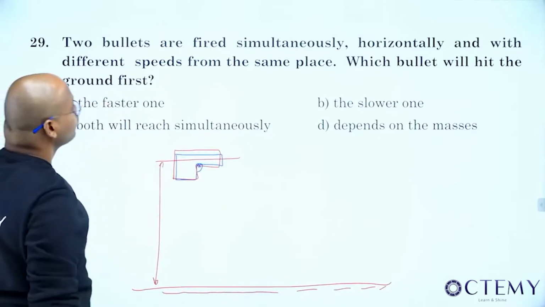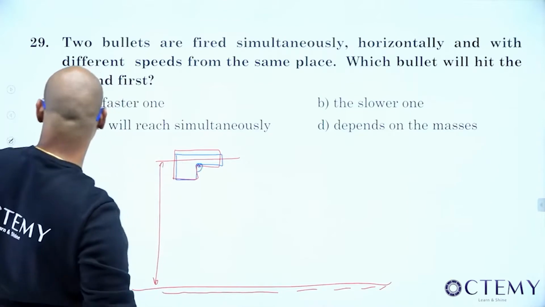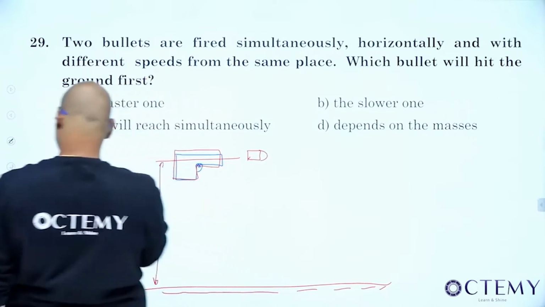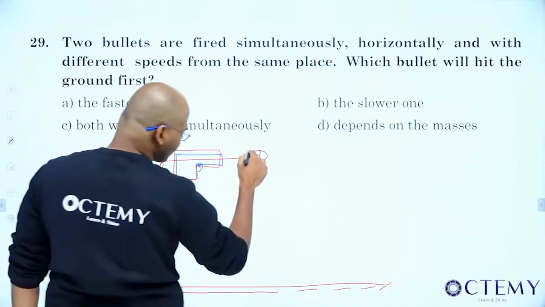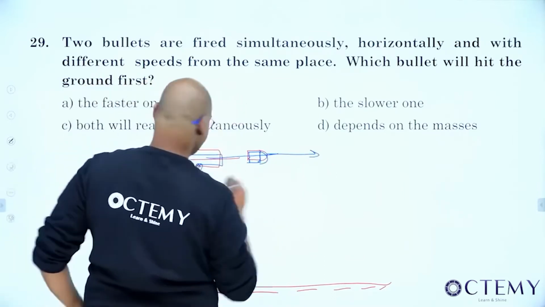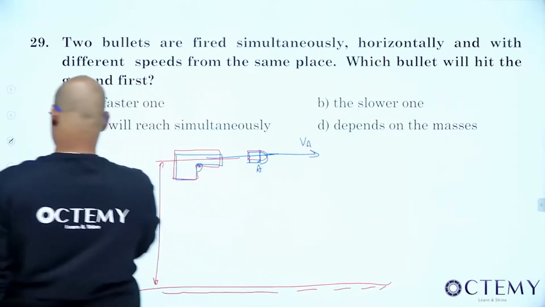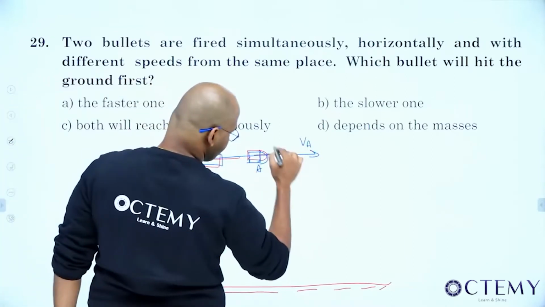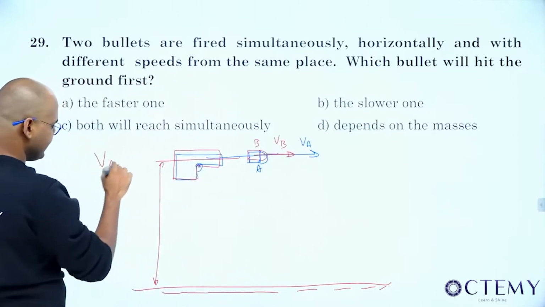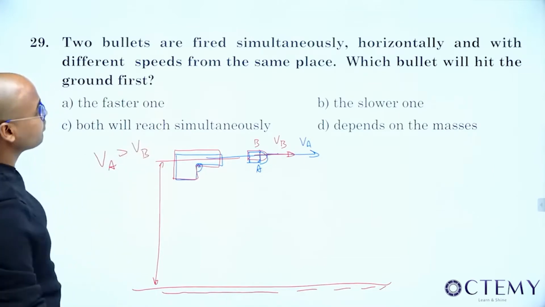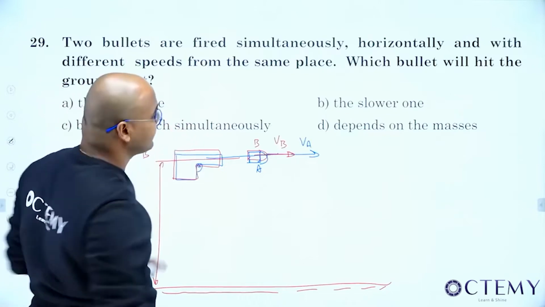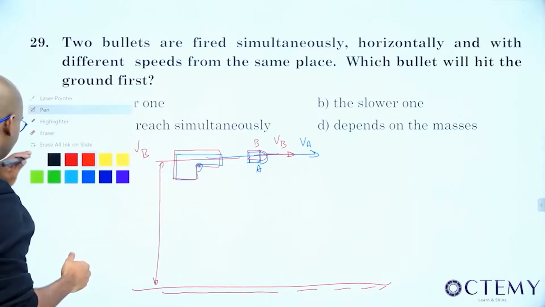Now what happened? Two bullets are fired simultaneously, horizontally, with different speeds. Fired simultaneously, so both are fired at the same time, not one before one after. Both are fired at the same time from the same place, but having horizontal velocity. Let us say blue one is A, red one is B. The first bullet, VA, has higher velocity than VB, but both are fired at the same time from the same place horizontally. Remember my words carefully, horizontally. Now he is asking which bullet will hit the ground first. So please.